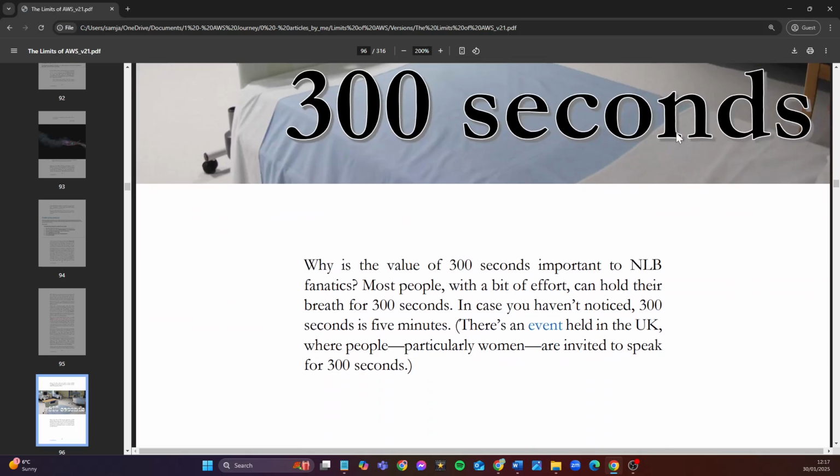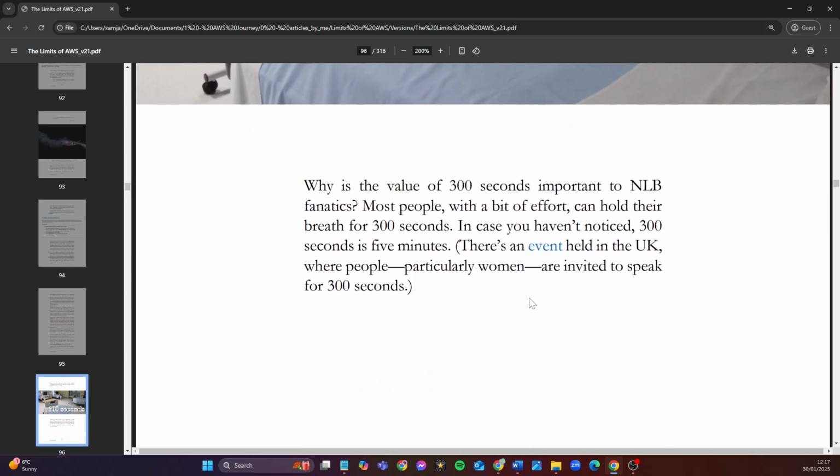300 seconds. Why is the value of 300 seconds important to NLB fanatics? Most people with a bit of effort can hold their breath for 300 seconds. If you haven't noticed, 300 seconds is 5 minutes.